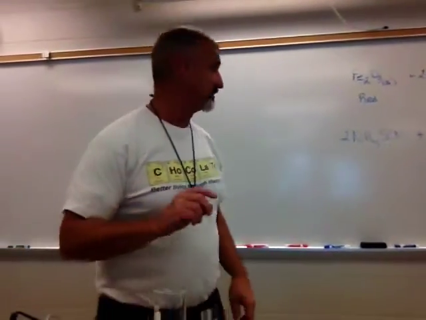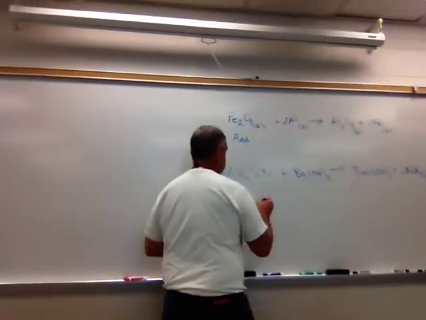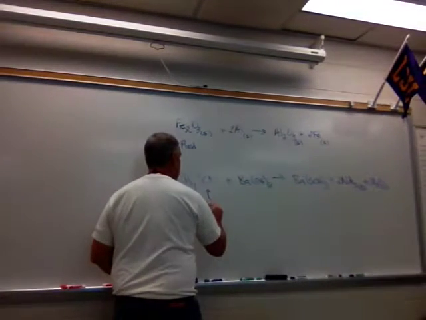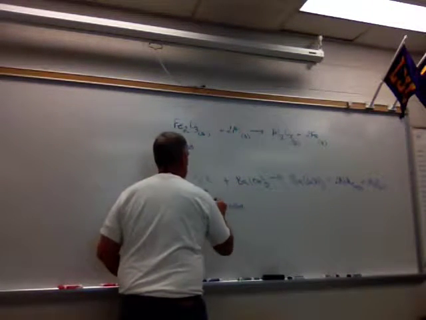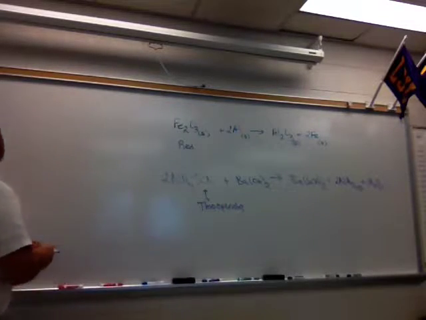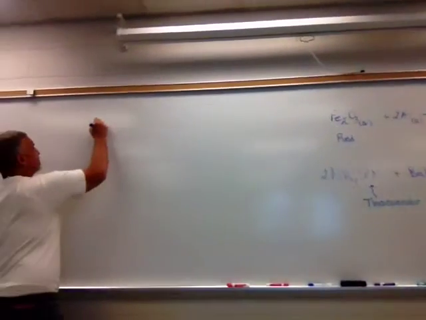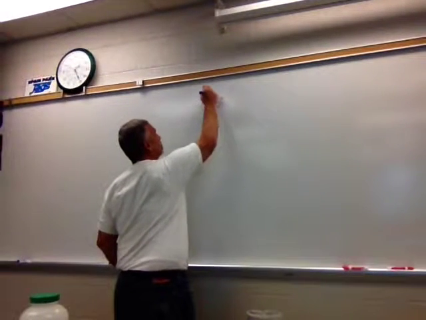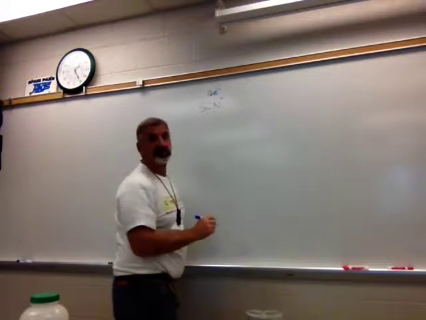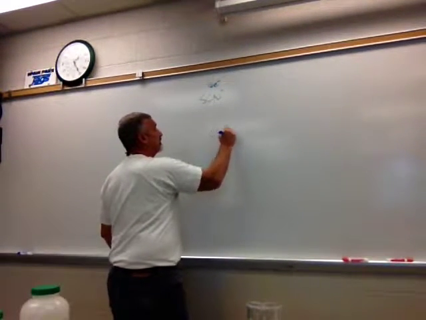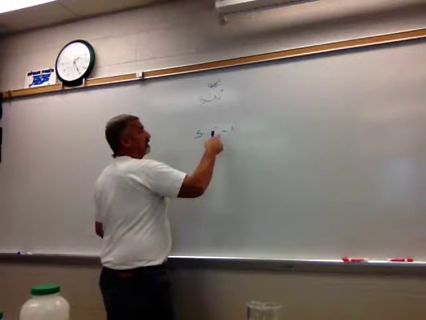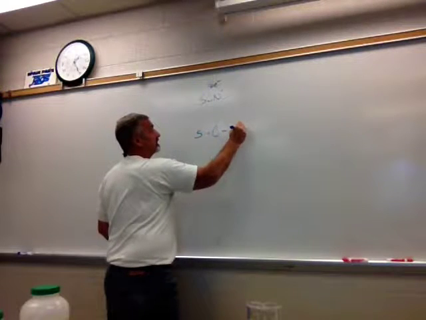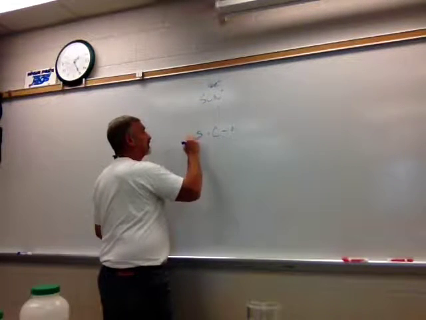So if I take, now also this right here, this is called the thiocyanate ion. And it's just kind of cool in that if we do the Lewis dot structure for it, SCN minus, it's going to have 16 electrons. So, carbon, nitrogen, sulfur. 2, 4, 6, 8, 10, 12, 14, 16.